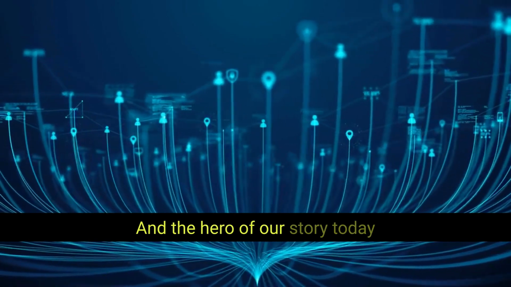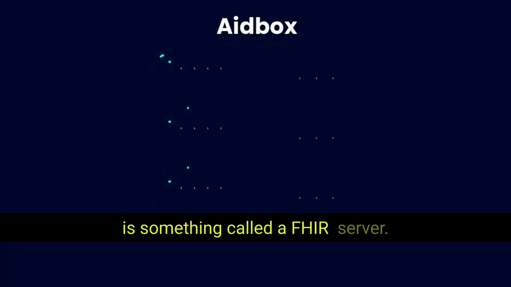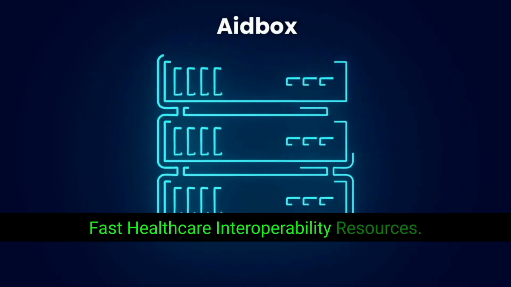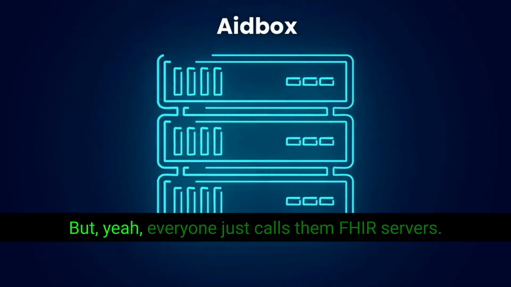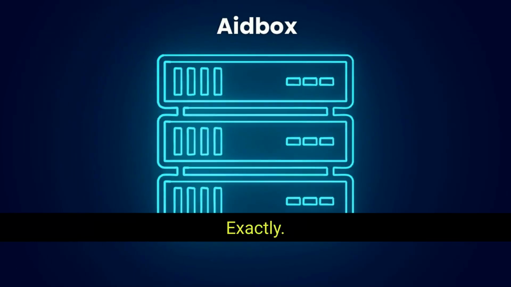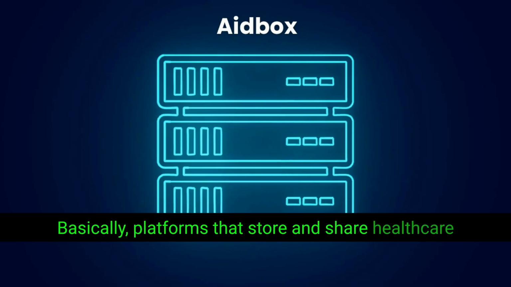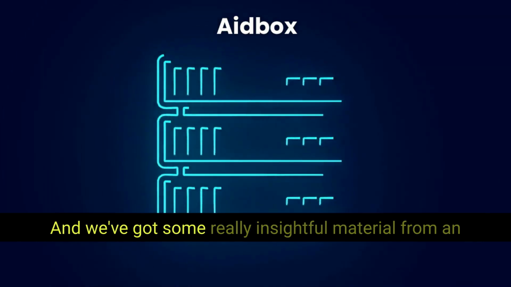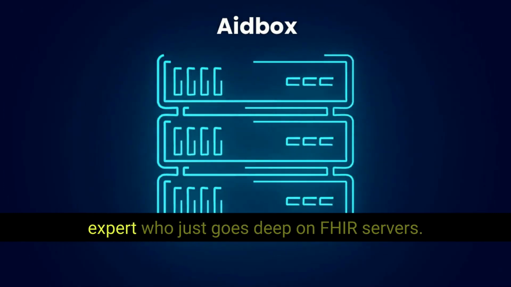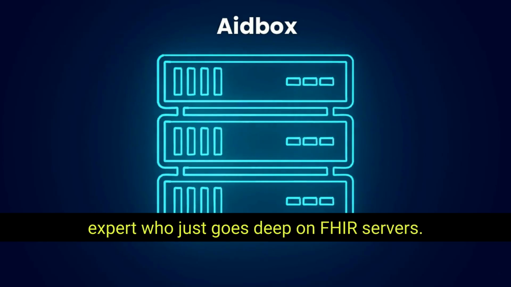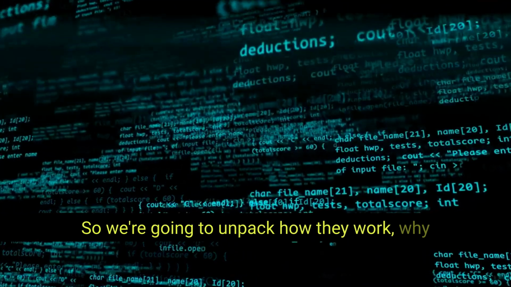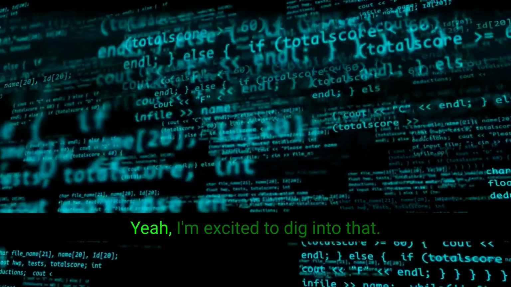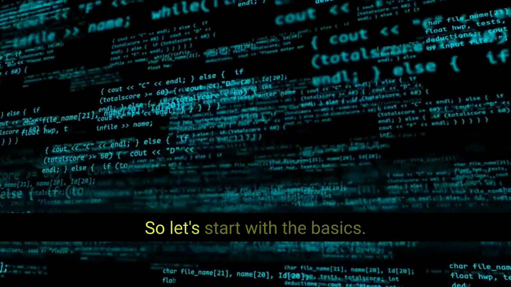And the hero of our story today is something called a FHIR server. FHIR server. Oh, okay. I know what you mean. Fast Healthcare Interoperability Resources. But yeah, everyone just calls them FHIR servers. Exactly. Basically platforms that store and share healthcare data using, like, a common language. Exactly. And we've got some really insightful material from an expert who just goes deep on FHIR servers. So we're going to unpack how they work, why they're such a game changer, and even get a glimpse into the future of all this. Yeah, I'm excited to dig into that. Me too. So let's start with the basics.